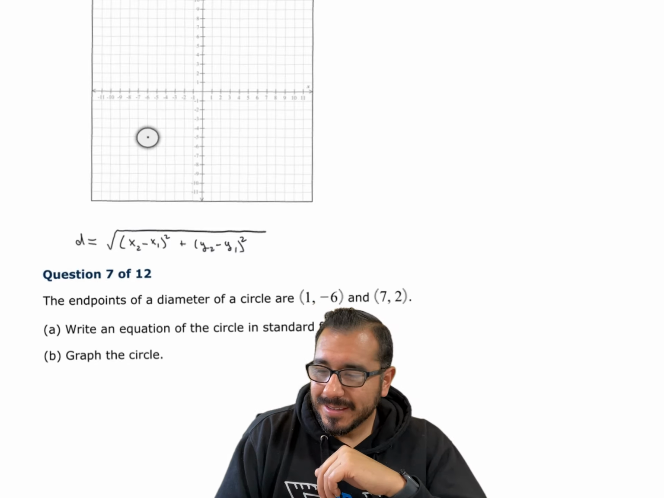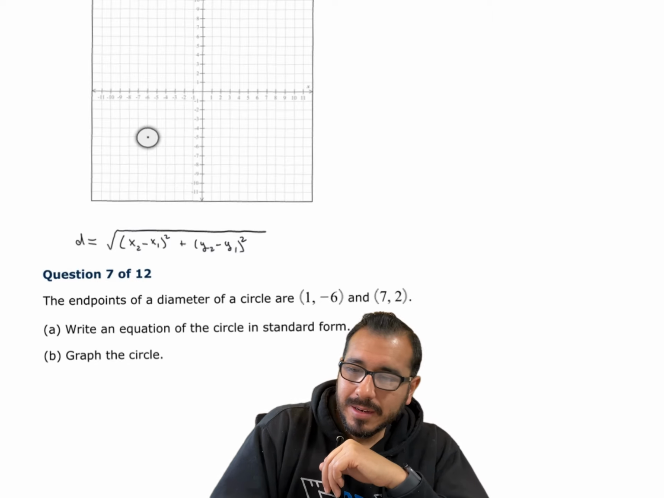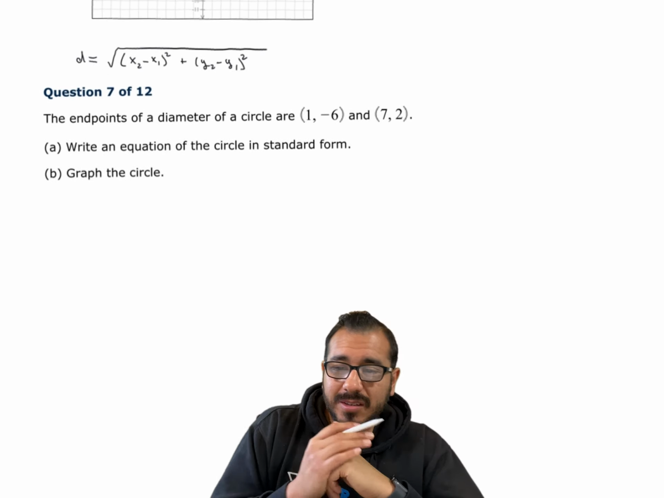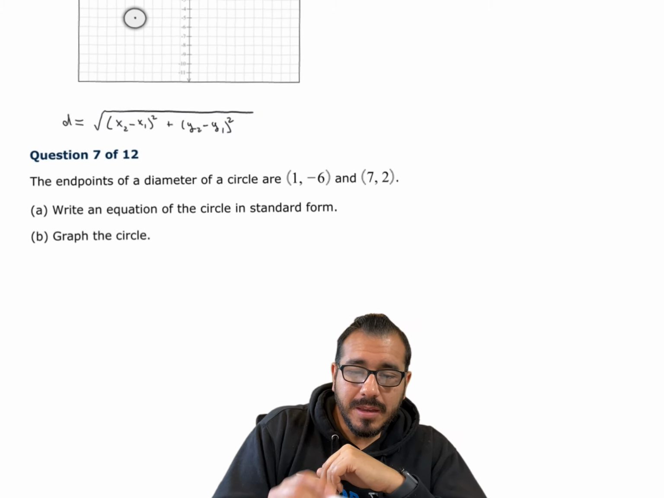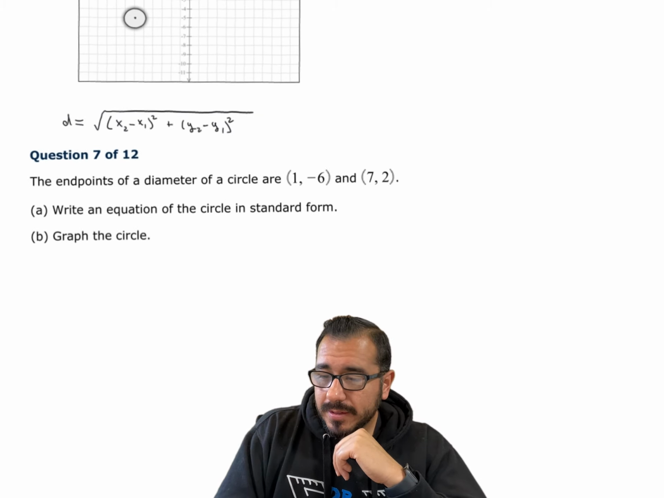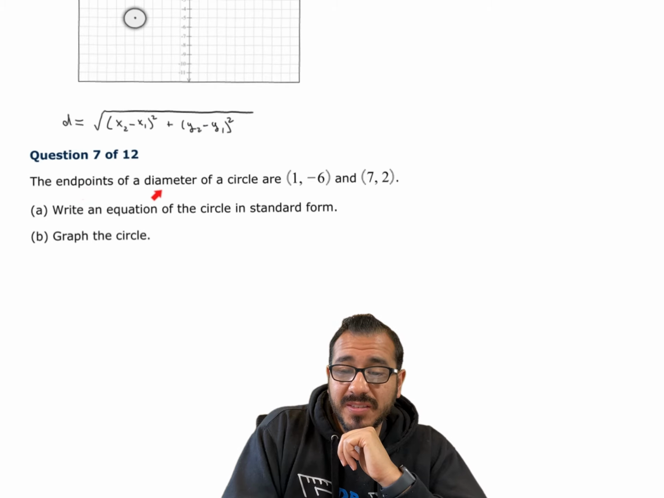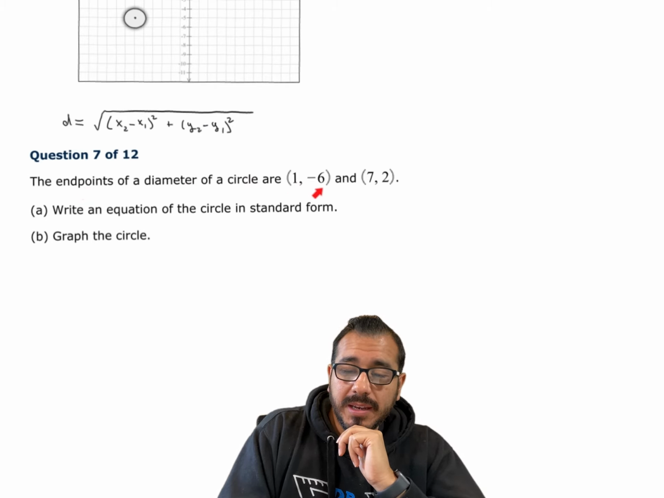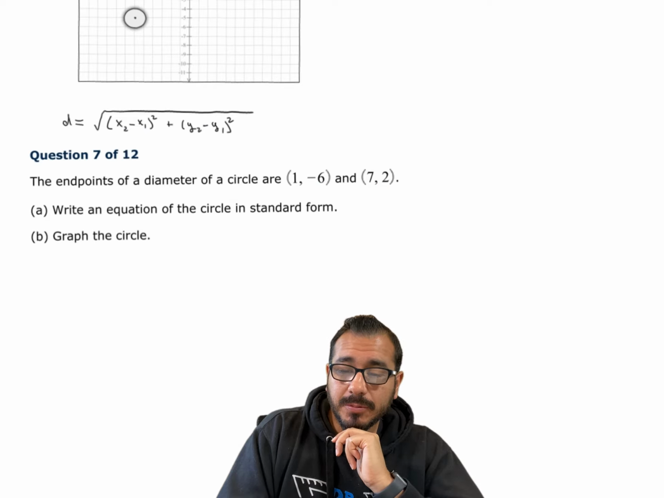All right, gang. So let's go to number 7. Let me group all this, and let's move to number 7. All right, this is where things get good. All right. So the endpoints. So they're giving us the endpoints of a diameter of a circle are 1, -6 and 7, 2.